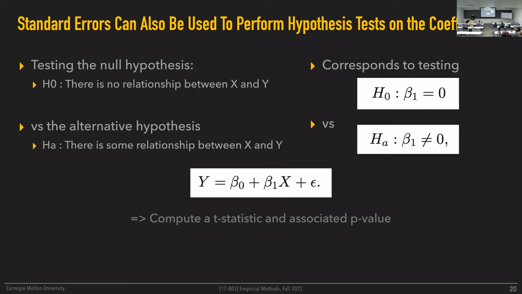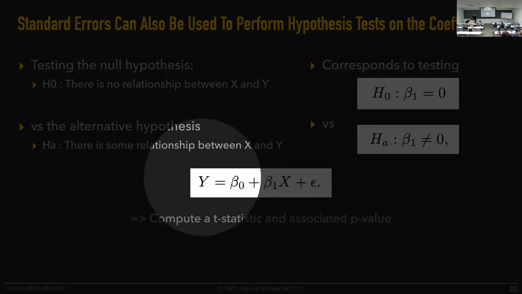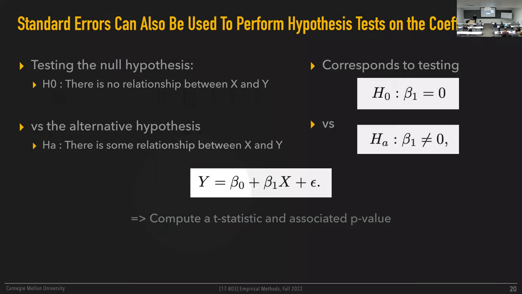Okay? Because if say this beta one coefficient estimate is not significantly different from zero, then it means that whatever value of x you plug in, the value of y will not change, which means there is no relationship between X and Y because Y does not vary with X.